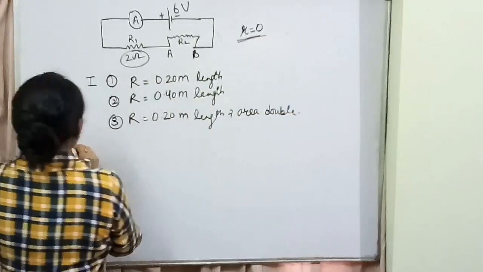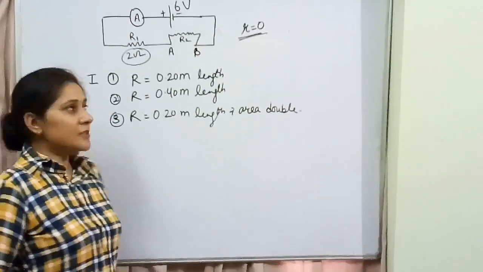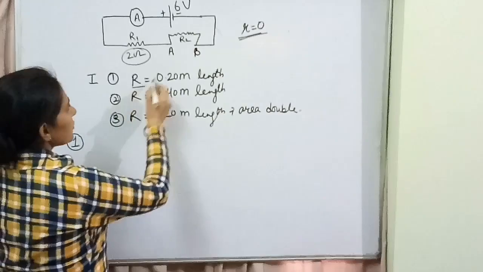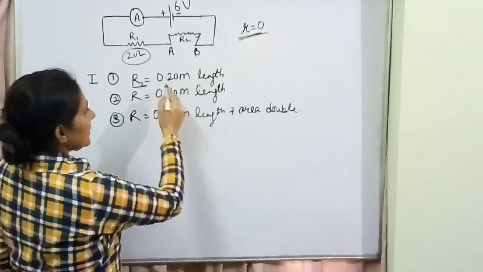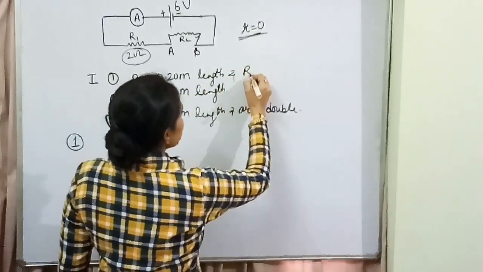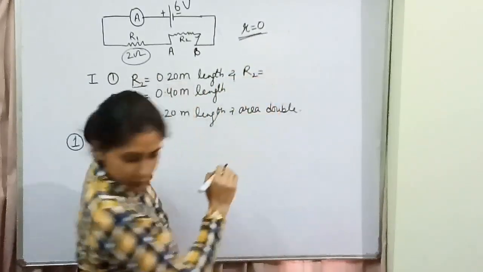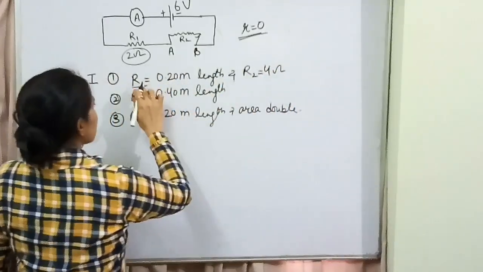Let's do this one. We'll be starting with part 1. In the first part, the resistance of this wire, R2, is given. The length of this wire is 0.2 meter, and the resistance given for this length is 4 ohm. This is for the first case.